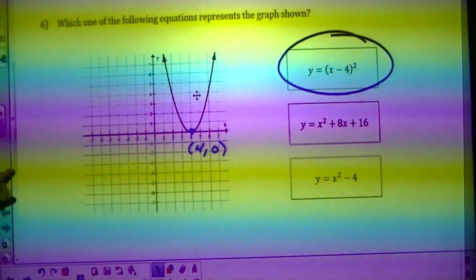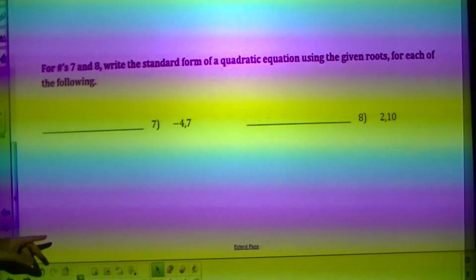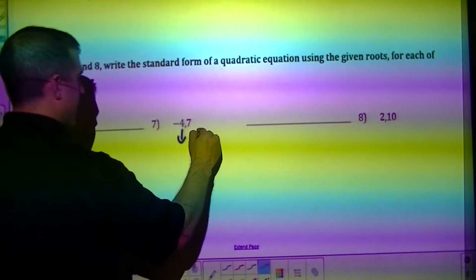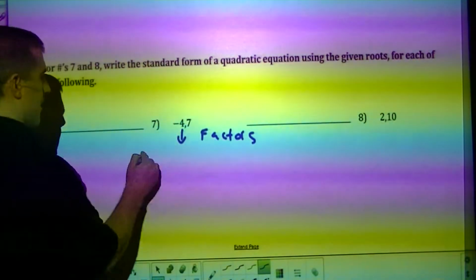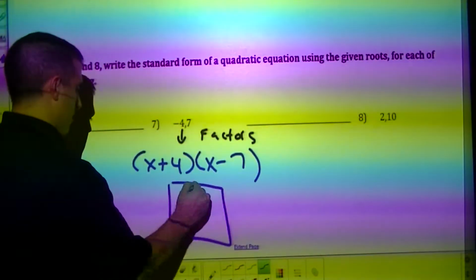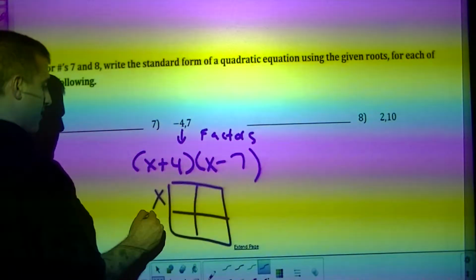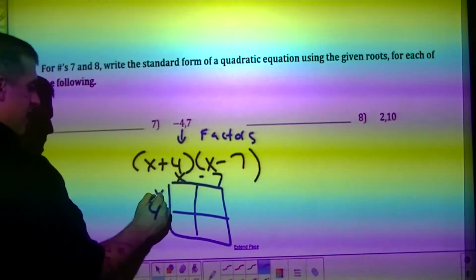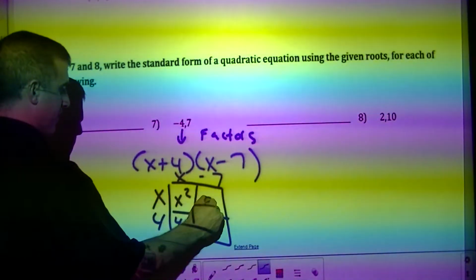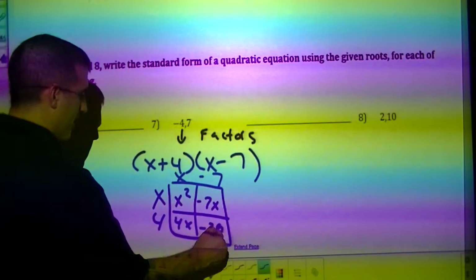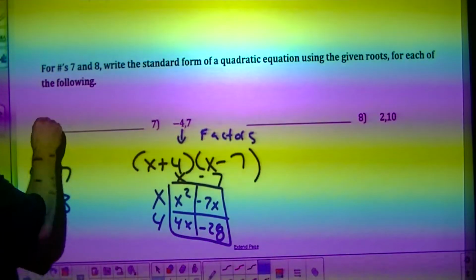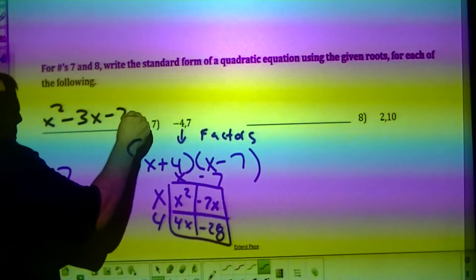Okay, moving right along. Write the following in standard form. Now, these are the zeros. So what I have to do first is convert them to factors. As factors, that's x plus 4 and x minus 7. So that's going to be x and 4, x and negative 7. X times x is x squared. X times 4 is 4x. X times negative 7 is negative 7x. 4 times negative 7 is negative 28. How do you type those in the calculator? 4 minus 7, which is negative 3. So what I have is x squared minus 3x minus 28.